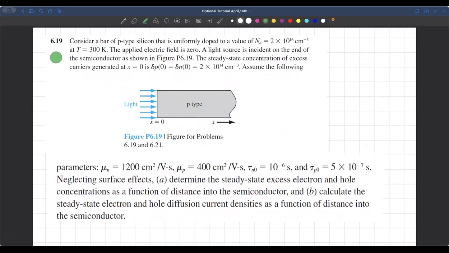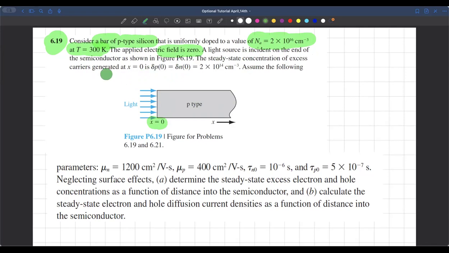Okay, now consider a bar of P-type silicon that is uniformly doped. Uniformly doped, like doping is uniform. So that means throughout that distance the doping is going to be the same, okay? And you can see the acceptor impurities, right? Temperature is given. The applied electric field is zero. In case we have to use the bipolar transport equation, we will just get rid of that term with E, okay? A light source is incident on the end of the semiconductor as shown in the figure. Okay, there is that, and x equals zero is where you are shining the light, okay?